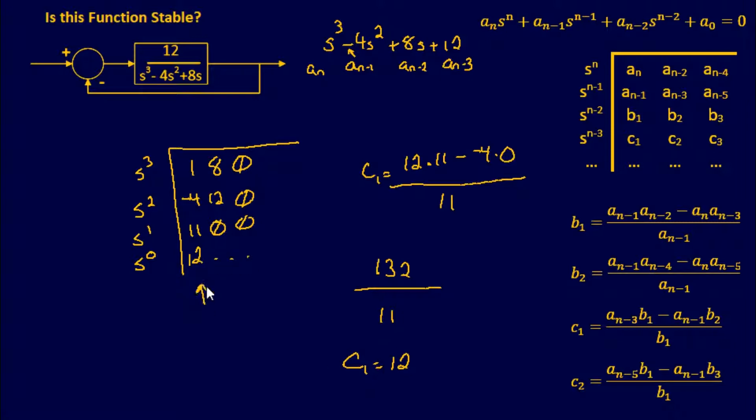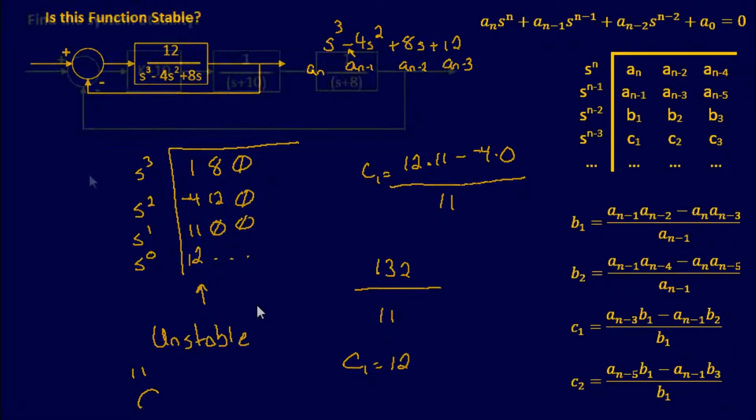The first column, unfortunately, we have a negative 4 there with 3 positive numbers. Mismatch of signs here, which means, rule of thumb, this system is unstable. The negative 4 is what throws you off. If the negative 4 wasn't there and it was a positive 4, it would have been a stable system.